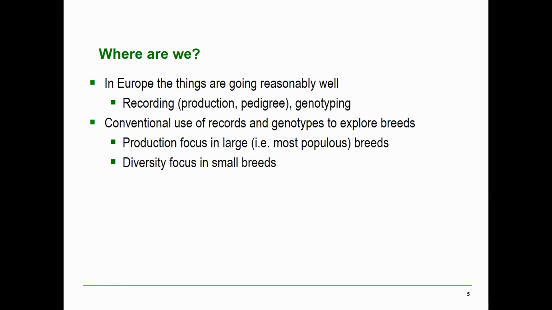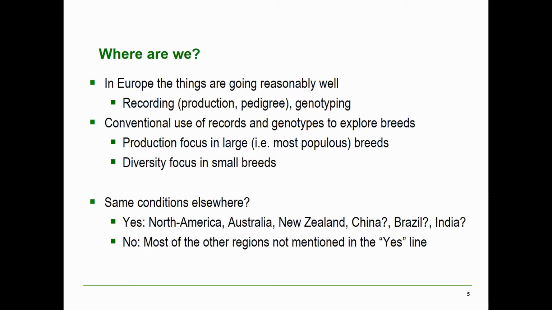The records of various kinds are being used to explore the breeds and increase our knowledge about them. Also, of course, for their improvement in large breeds, these most populous breeds, or those which are used for production. Of course, the productivity is the main focus, not the exclusive focus, but still the main one. And in small breeds, in small populations, we tend to focus on keeping them alive and keeping their populations reasonably diverse. But do we have the same conditions elsewhere?